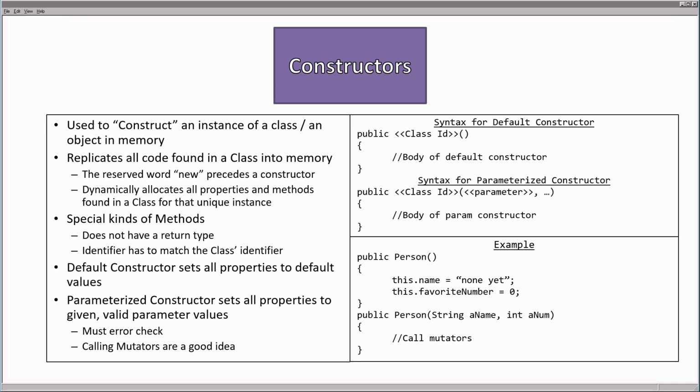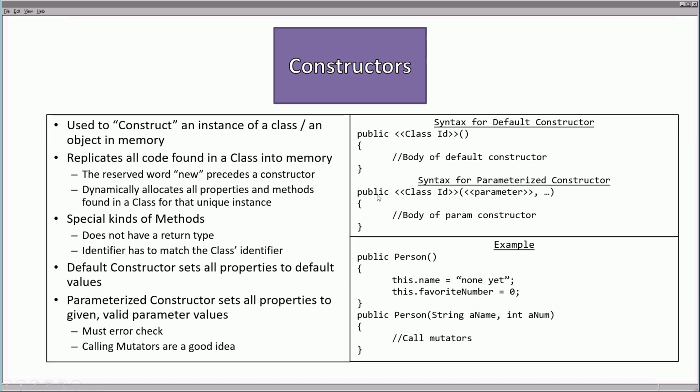Now, looking at the syntax for a constructor, you can see that it starts out with public, and then no return type, and the identifier has to match the class's identifier. Now, we can tell that this is a default constructor because it has no parameters inside the parenthesis. The purpose of a default constructor is to construct an instance of that object and also set its properties, the instance variables, to some kind of default value.